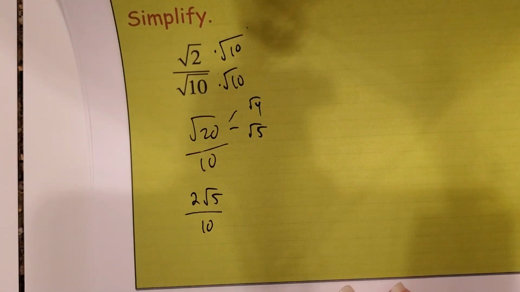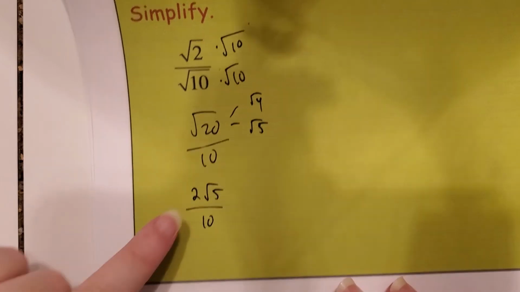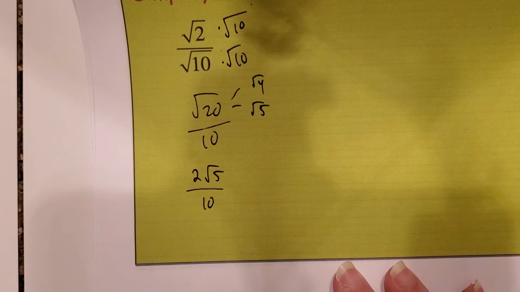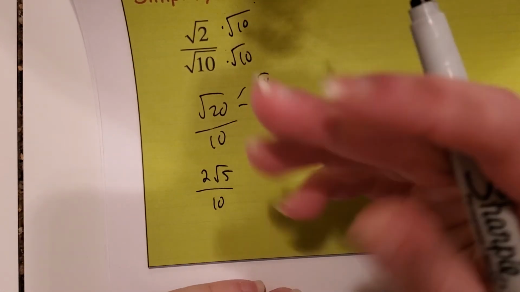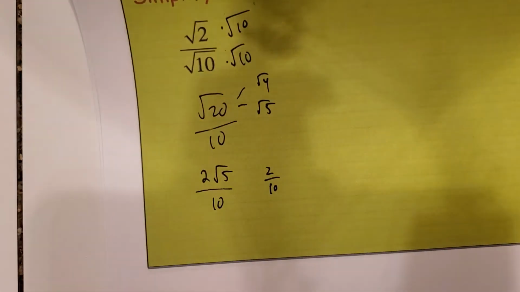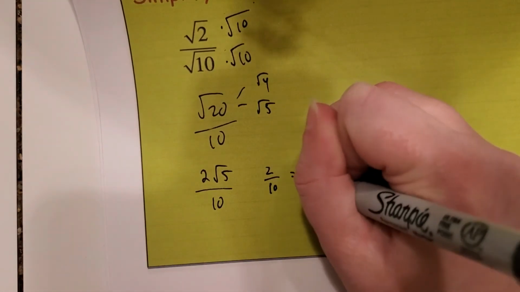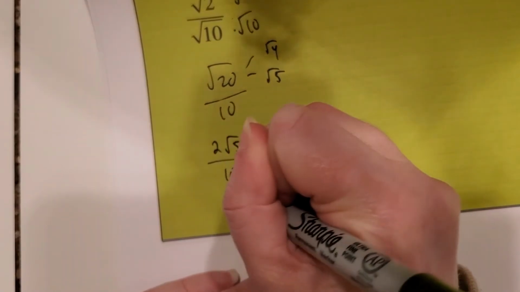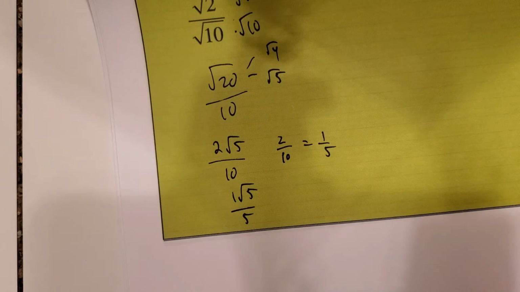Now again, we're only able to work with like terms. You know, things that both have a radical, things that both do not have a radical. So 2 and 10, 2 over 10, are we able to reduce that fraction as we see it? Yeah, we are. All right. 2 over 10, if we were just looking at that as a fraction, you could reduce that to 1/5. So this is going to be 1 root 5 over 5.